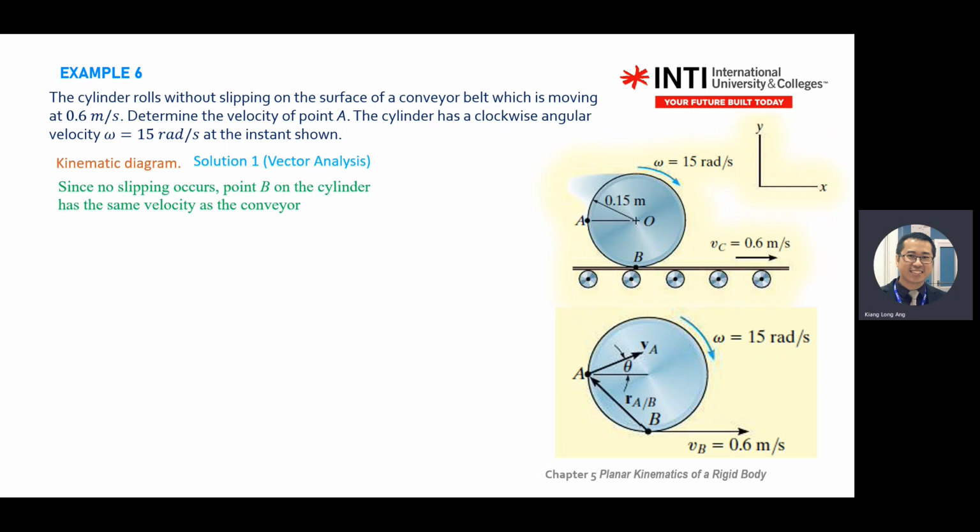Then velocity A. Why this direction and not this direction? Because velocity in a rigid body is always 90 degrees to the relative radius here. Always 90 degrees. So use your ruler, put it here, draw the arrow. Then you refer to the flat surface. You draw a horizontal line and put theta there. Okay. Then you start to solve using the equation that you know.